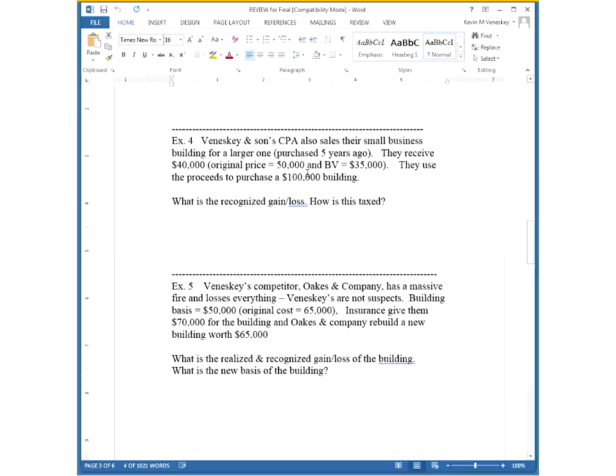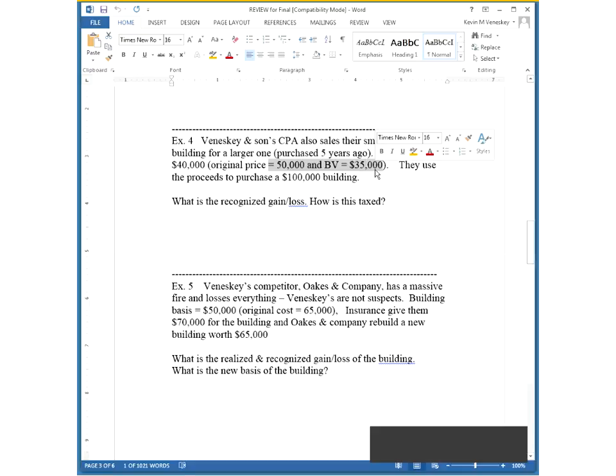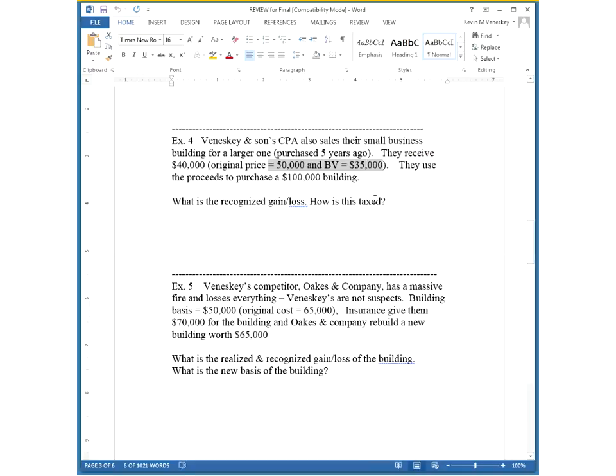So whenever we get to determine what's our realized gain, I always have to do realized first. What did you get minus what did you give up? They got $40,000. They gave up $35,000. So we have a gain of $5,000. And that gain would be a Section 1250 because there was depreciation involved. Most likely, I don't specify, but most likely that's the reason the book value went down.